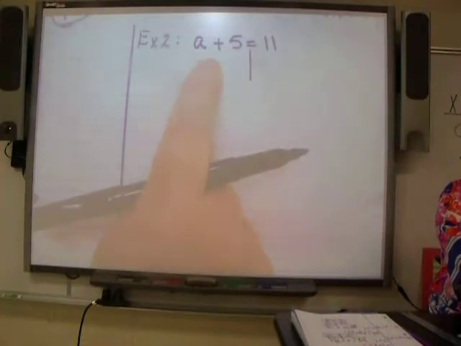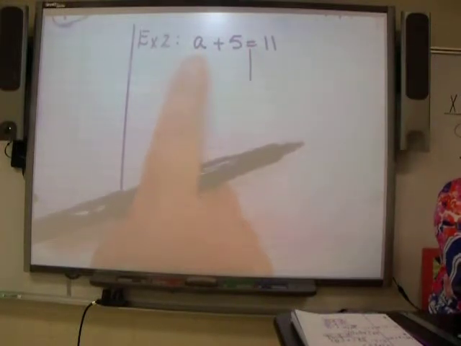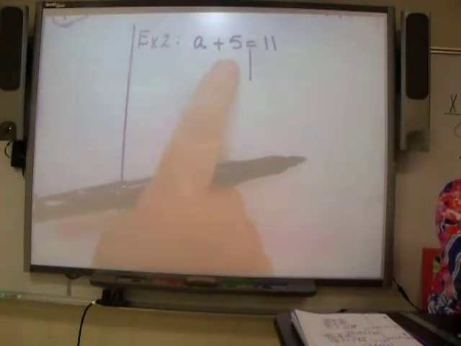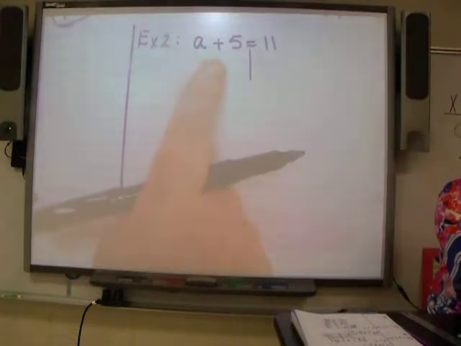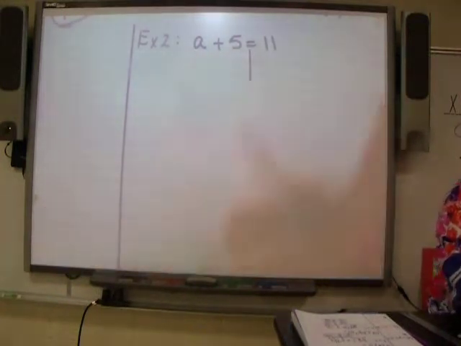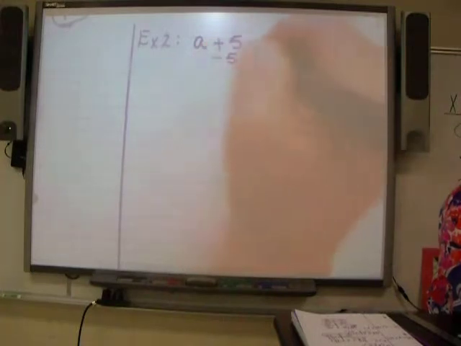Because if I can't identify what's been done to it, I can't very well do the inverse or the opposite of it. So if we have added 5 to A, what is the opposite of add? Subtract. So we're going to subtract 5 from both sides.